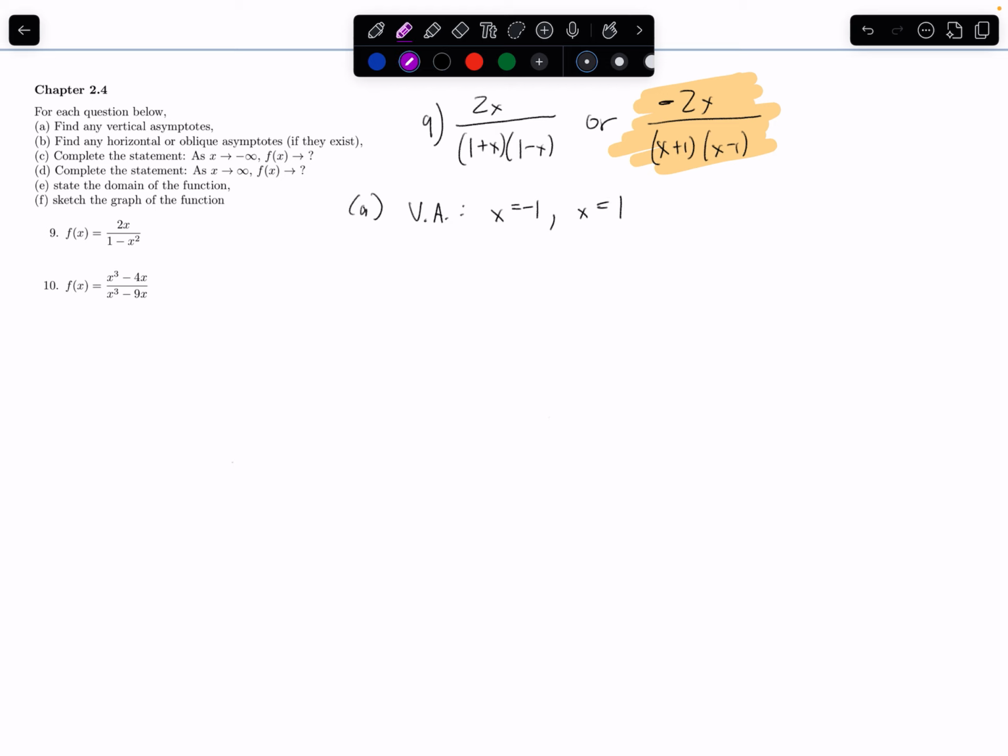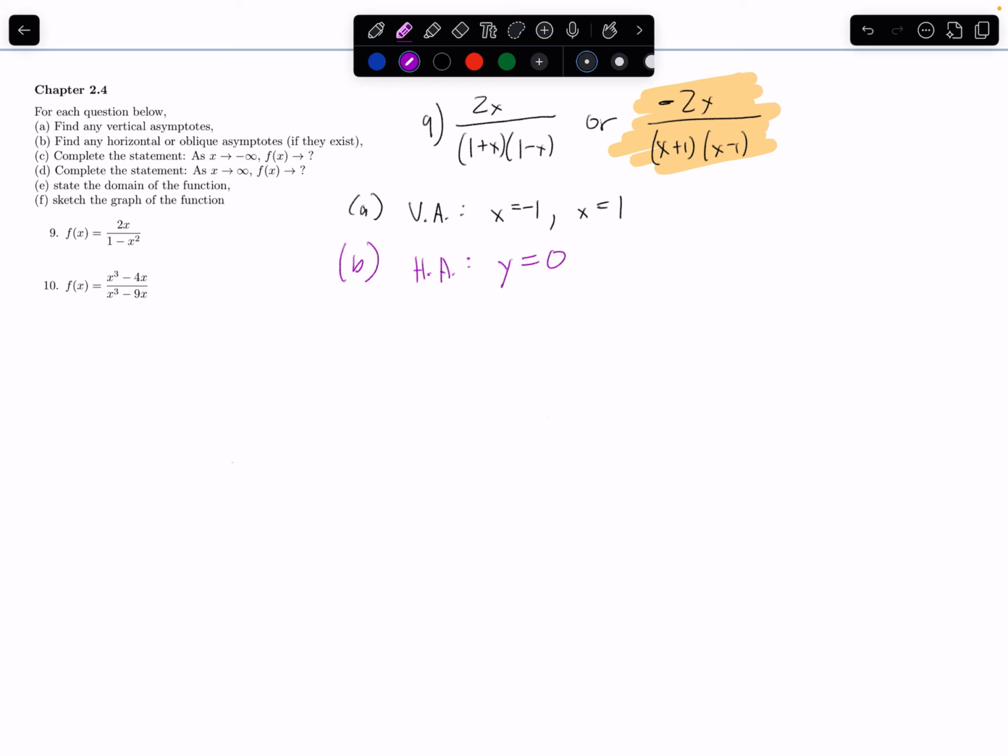And then moving on to letter B, switch colors here. Horizontal or oblique asymptotes. Okay, so in this case, we have the top with degree 1, right? And the bottom, you have 2 x's. So that's like the x squared, which means the bottom has a higher degree than the top. And so you have a horizontal asymptote at y equals 0. Okay, so that's part B.